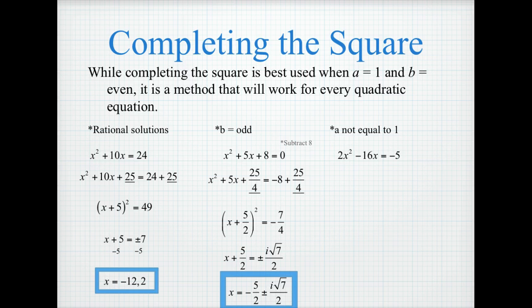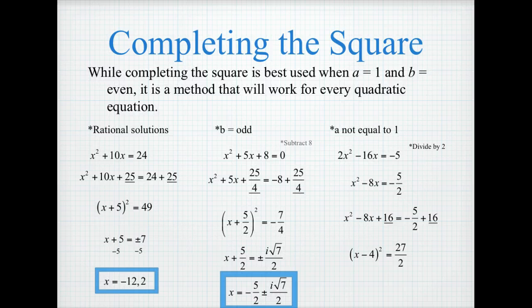which is very difficult for algebra learners. That's even more true over here on our last equation where the value of a is equal to 2. So our first step is to divide the entire equation by 2. That gives us x squared minus 8x equals negative 5 over 2. We need to identify what value we're going to add to both sides. So we take negative 8 and cut it in half and raise it to the second power, and that gives us 16.